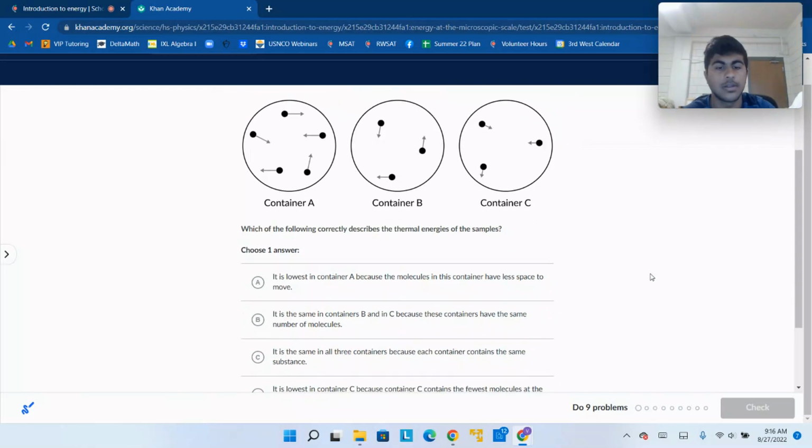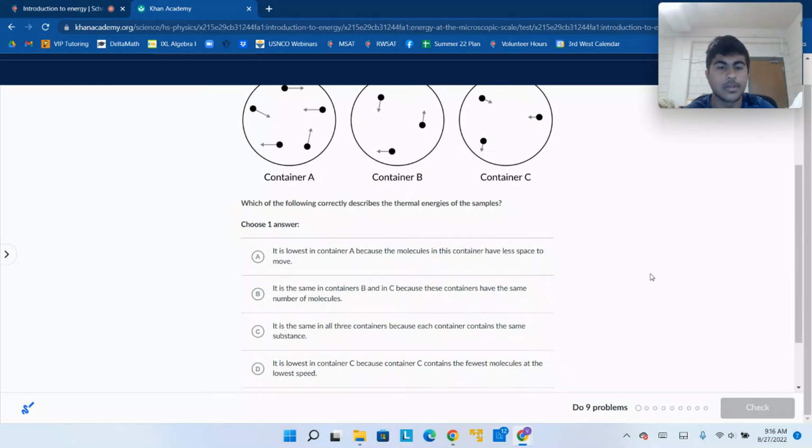Okay, let's see. Lowest in container A, because molecules in this container have less space to move. Well, that's not true because they all have the same space to move. B, the same in containers B and C because these containers have the same number of molecules. Doesn't seem correct, but it is the same in all 3 containers because each container contains the same substance. And then it is lower in container C because container C contains the fewest molecules at the lowest speed.